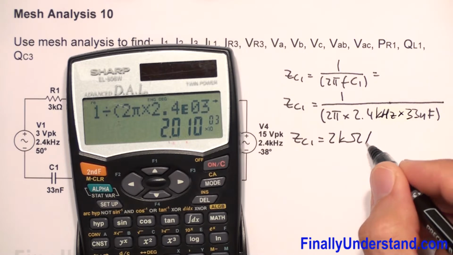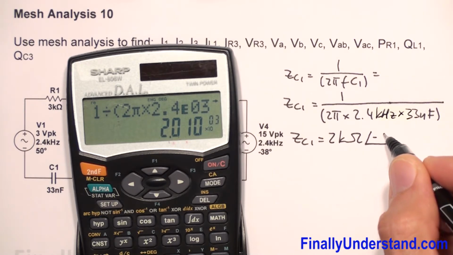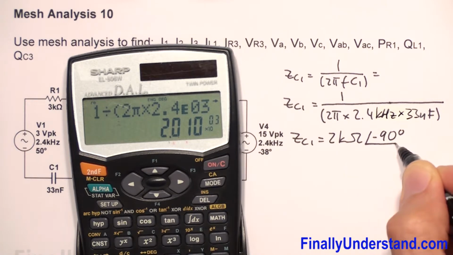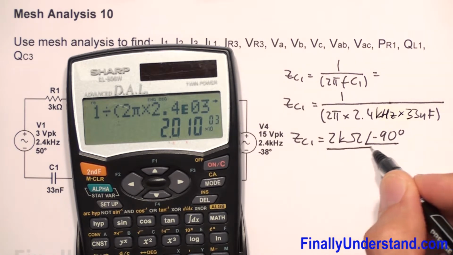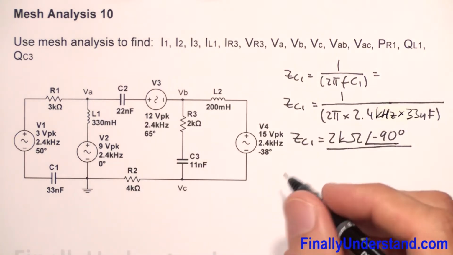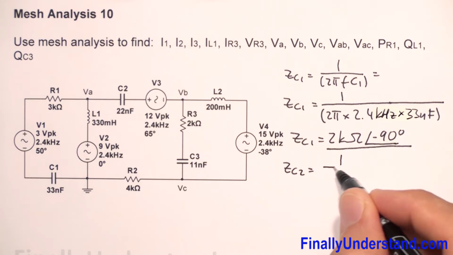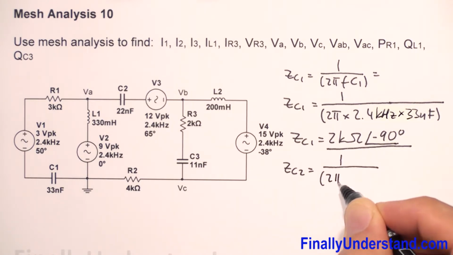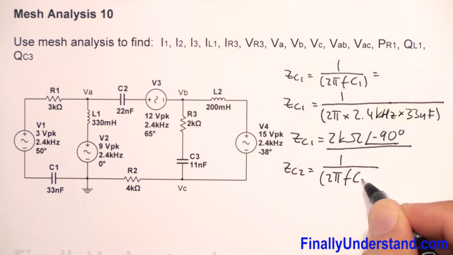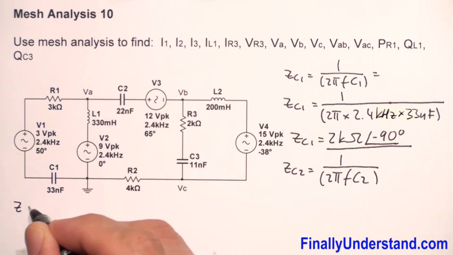2 kiloohms, and angle of negative 90 degrees. Okay, so this is the impedance of my capacitor C1. Next, I'm supposed to find the impedance of capacitor C2. ZC2 is equal 1 divided by, open parenthesis, 2 pi F C2.